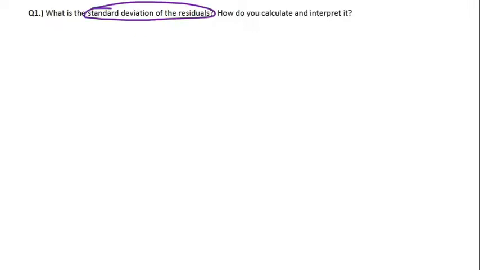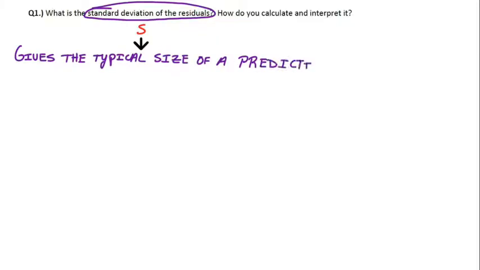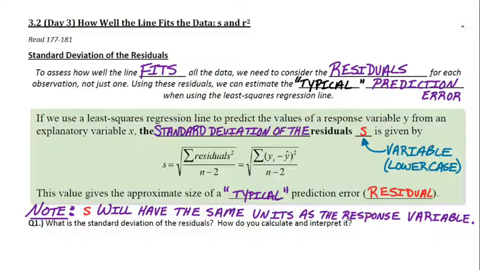So in general, what is the standard deviation of the residuals? That's S. So that gives the typical size of a prediction error, or basically a residual. And the reason I had typical in quotes before is because we weren't dividing by n. So it's not like a true average. Otherwise I would have said the average prediction error. It's not a true average, but it's kind of like an average. So I just say typical and I put it in quotes because instead of dividing by n, you divide by n minus 2.